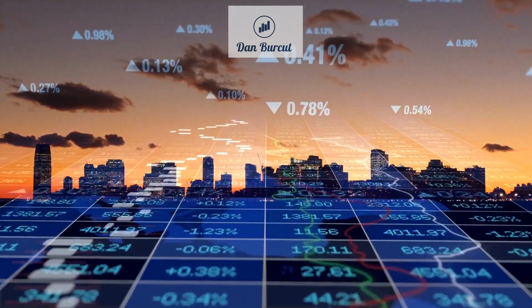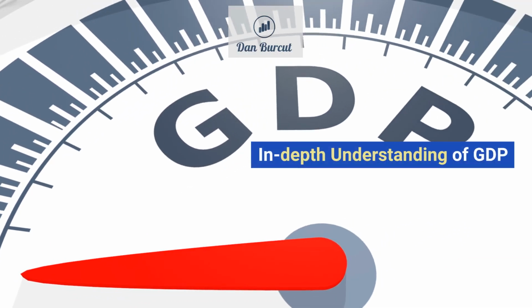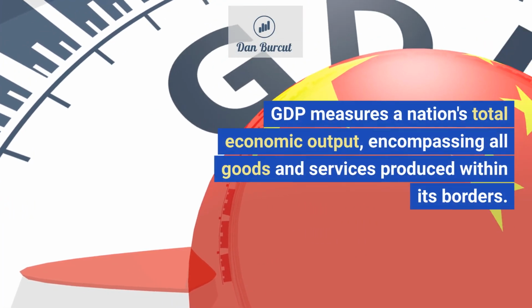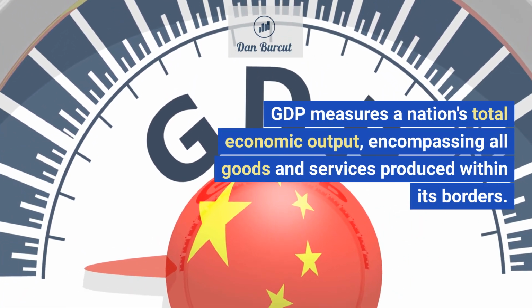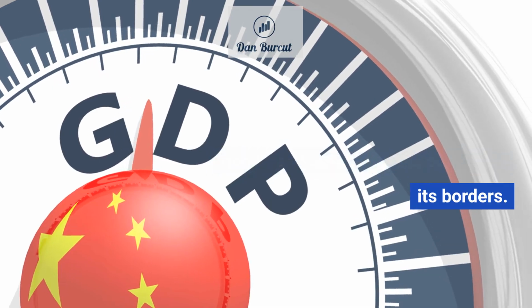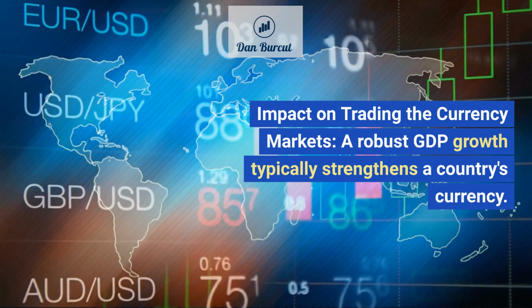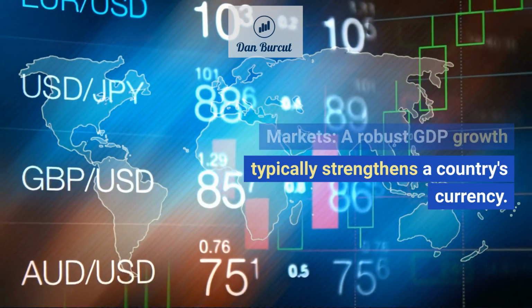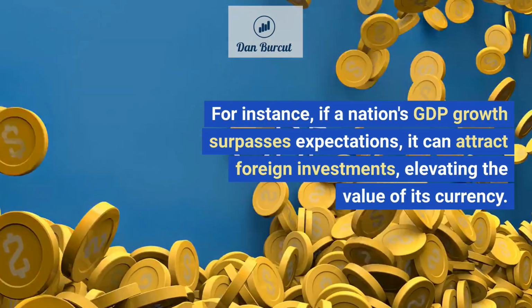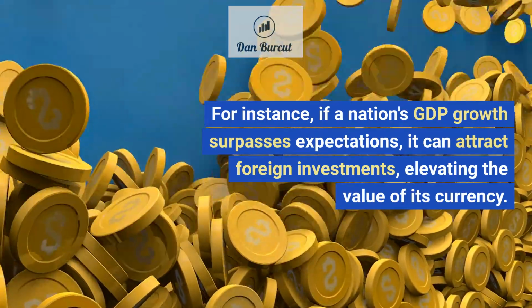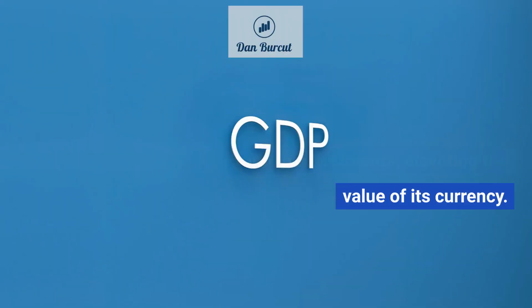financial markets. Gross domestic product, GDP. In-depth understanding of GDP. GDP measures a nation's total economic output, encompassing all goods and services produced within its borders. Impact on trading the currency markets. A robust GDP growth typically strengthens a country's currency. For instance, if a nation's GDP growth surpasses expectations, it can attract foreign investments, elevating the value of its currency.